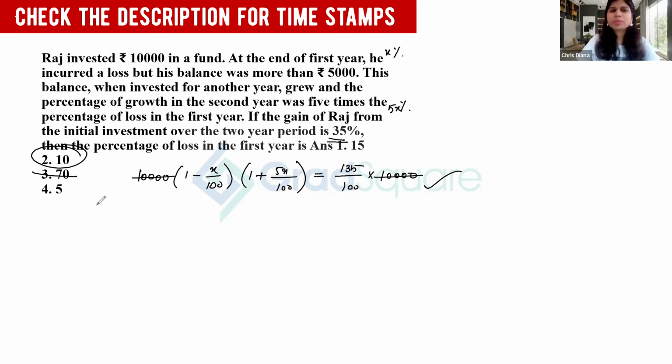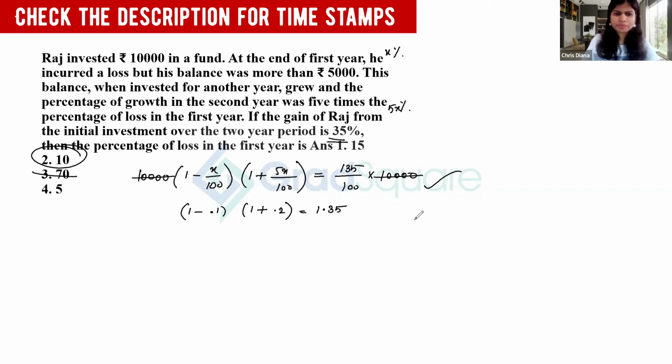Now this is not a theta based question where you have to spend so much time on a quadratic equation to get the answer. You can directly go with substitution. What you could have done is 1 minus 10 by 100, that is 1 minus 0.1, into 1 plus 50 by 100, which is 0.5, is equal to 1.35.